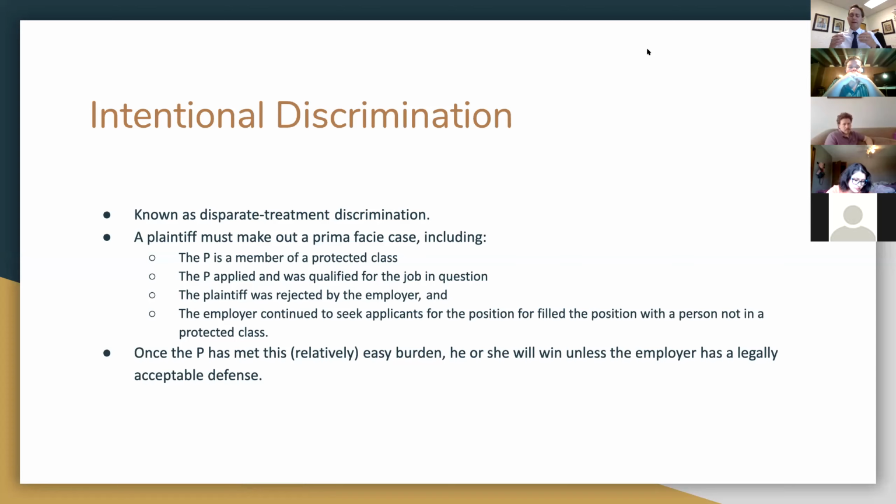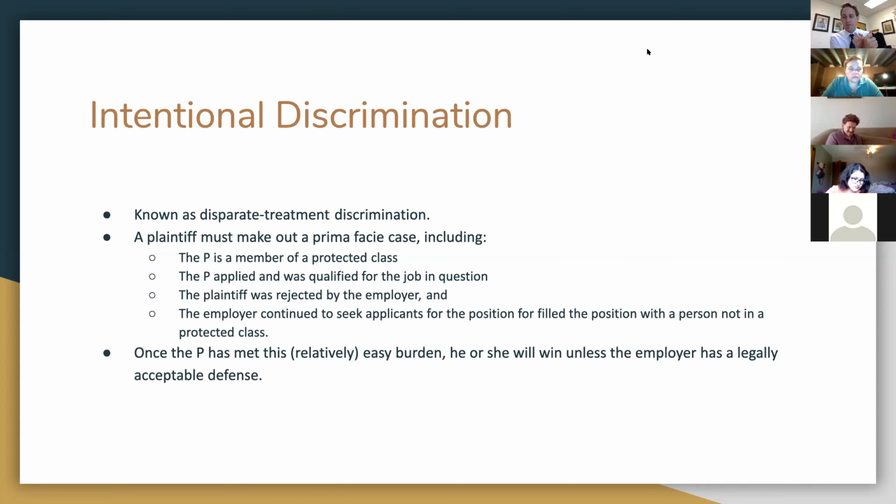Well, it's called disparate treatment. Some people call it intentional discrimination. I prefer disparate treatment, and that's how you pronounce it. Some people say disparate. Anyway, it's disparate treatment. The plaintiff, you as the person that was not hired, to bring this lawsuit is simple. All you have to do is prove these 4 subpoints here.